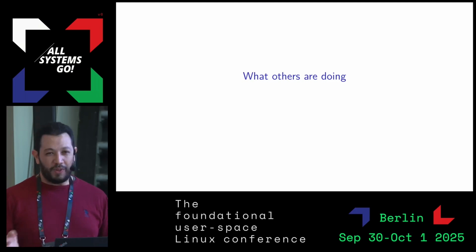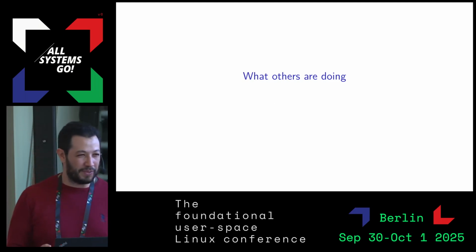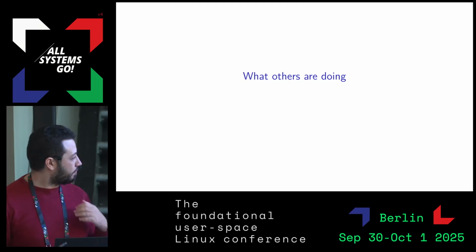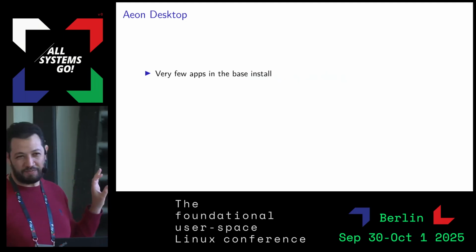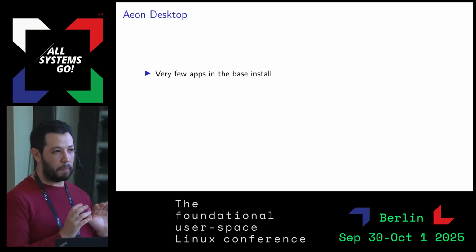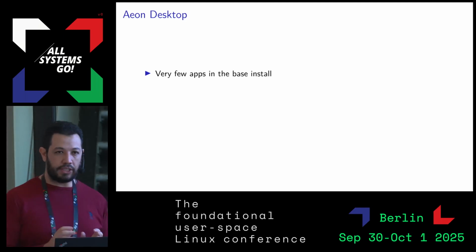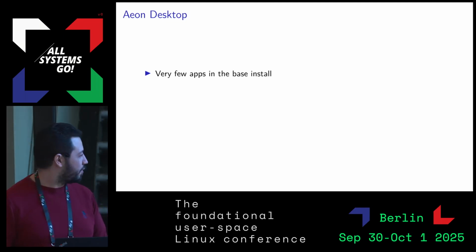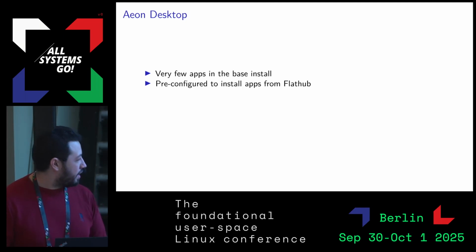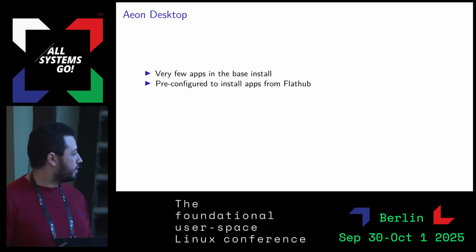So what are others doing? We're not the first ones to think about it. I already talked about Fedora wanting to install Flatpaks by default. There is this curious distribution called Ånd Desktop. It has very few apps in the default installation, so just Files, so Nautilus, settings, disks, the terminal, so like 4 or 5 apps. And it's pre-configured to install all the apps from Flathub.